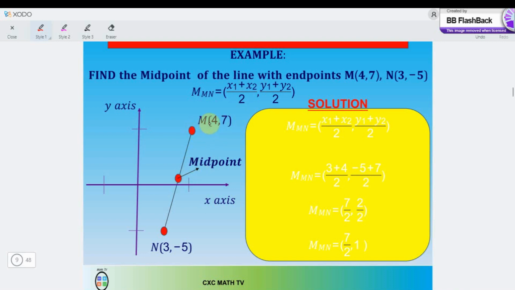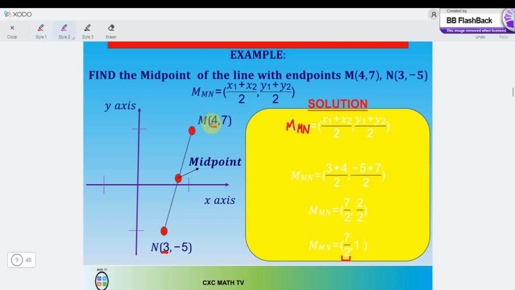In this case now, you average the x values. So notice we're going to add 3 and 4. So notice that's what we did here. So midpoint of MN, we add x1 and x2. So add 3 and 4 to give us 7. 7 divided by 2 is 7 over 2.